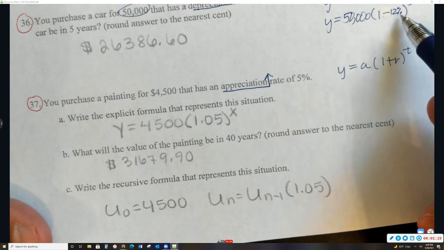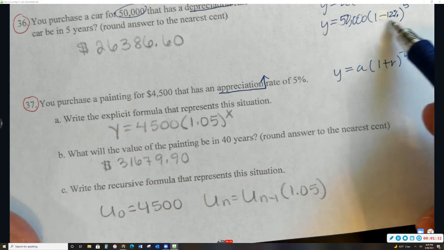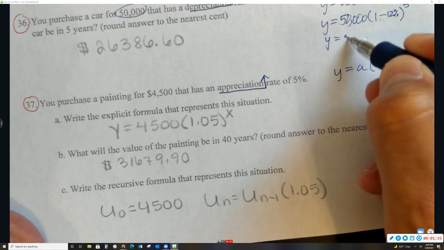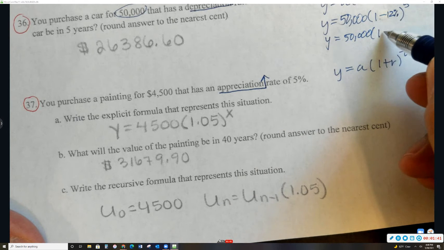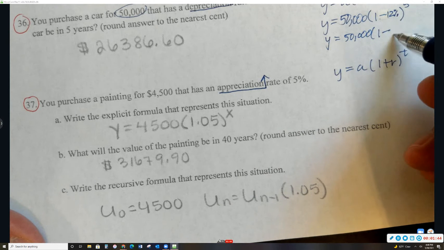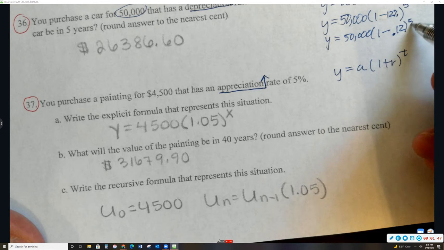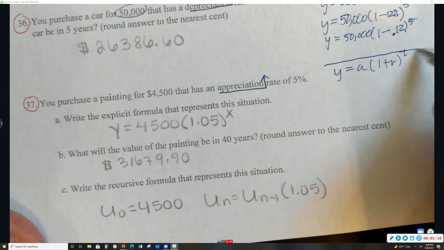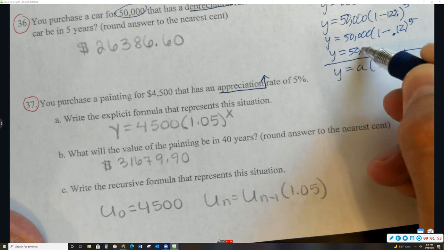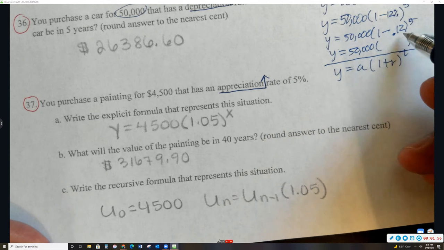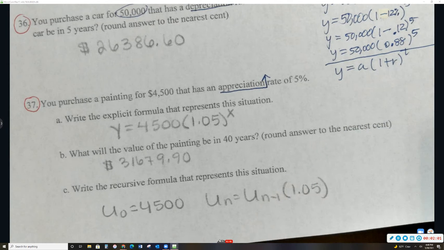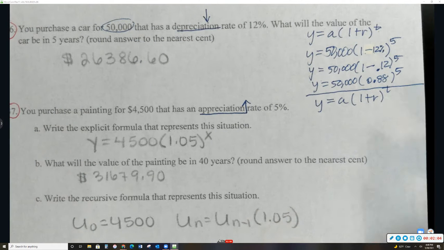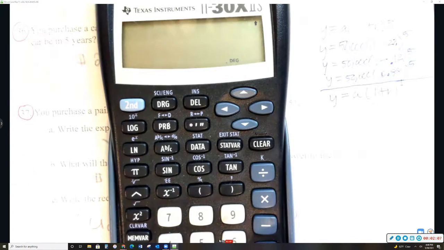Now, depending on your calculator, you could probably type it in just like this, but I'm going to simplify it a little bit more so we can see. Remember, you can't always use percents in calculators. To change that to a decimal, that would be 0.12, 5, and then again, if I keep going, y equals 50,000 times 0.88 to the 5th power. And then we would just type that into the calculator.